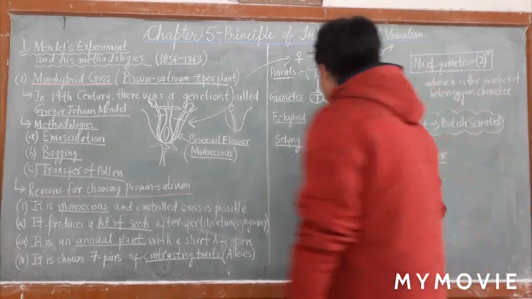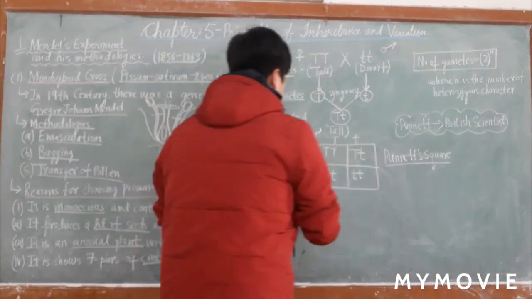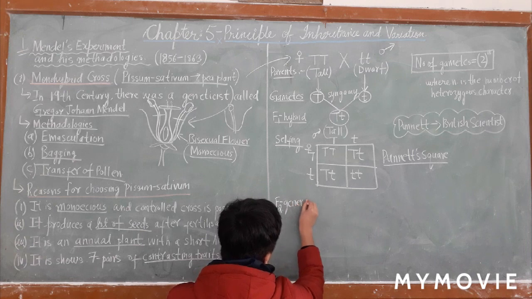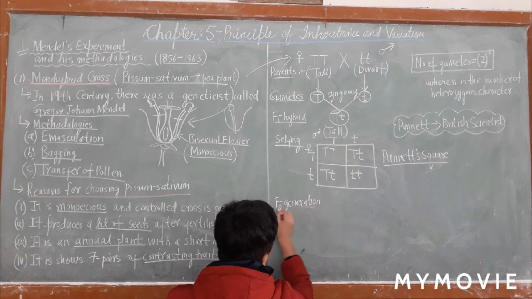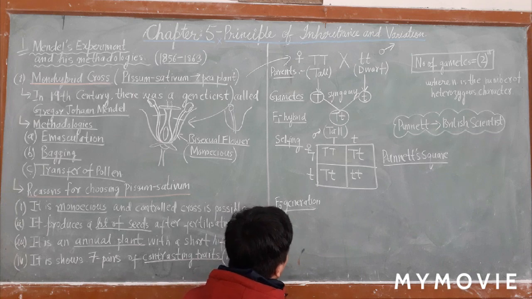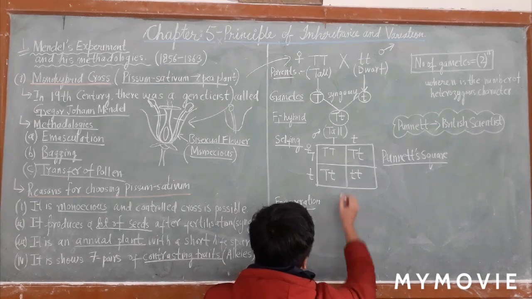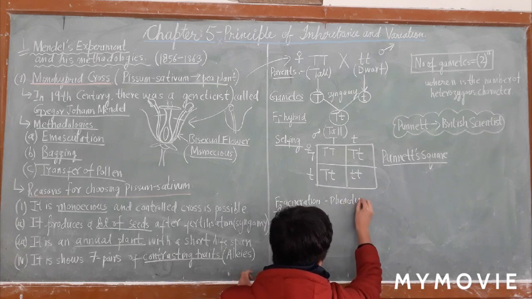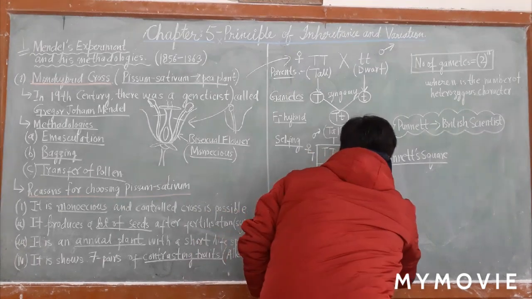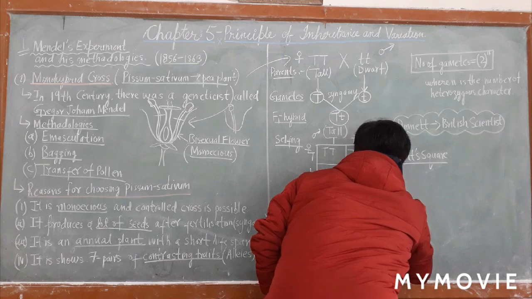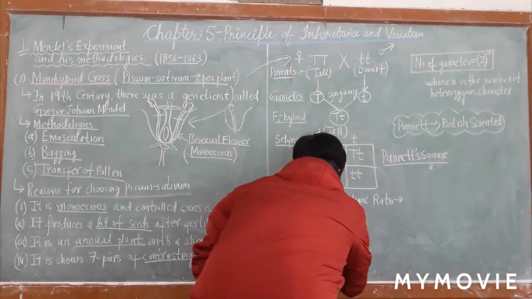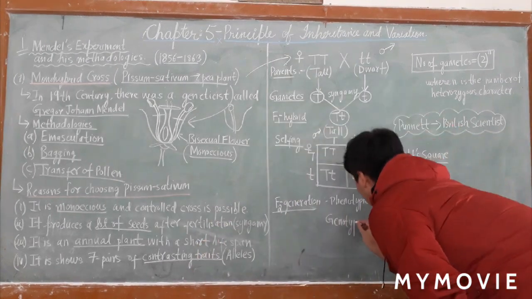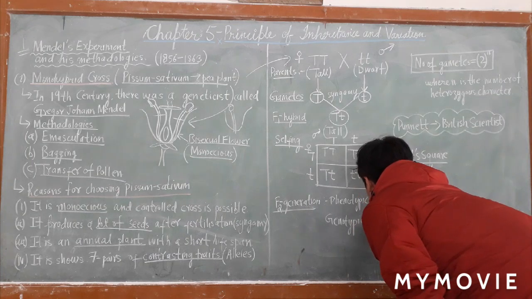Assertion reason is asked from this. Now the F2 generation has a phenotypic ratio and a genotypic ratio.